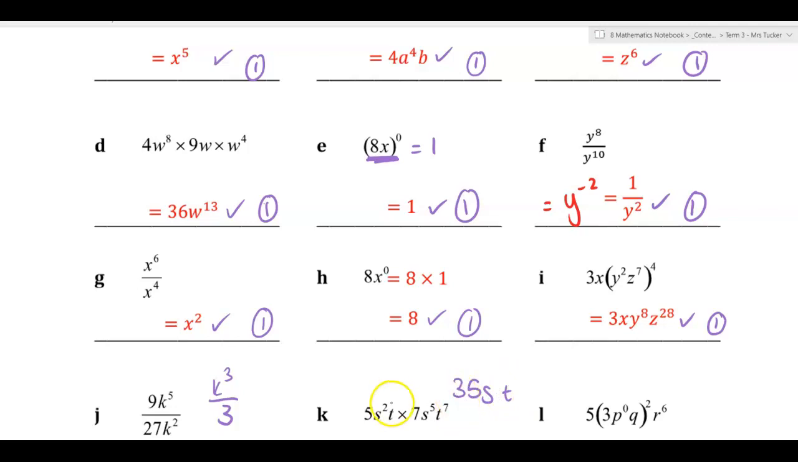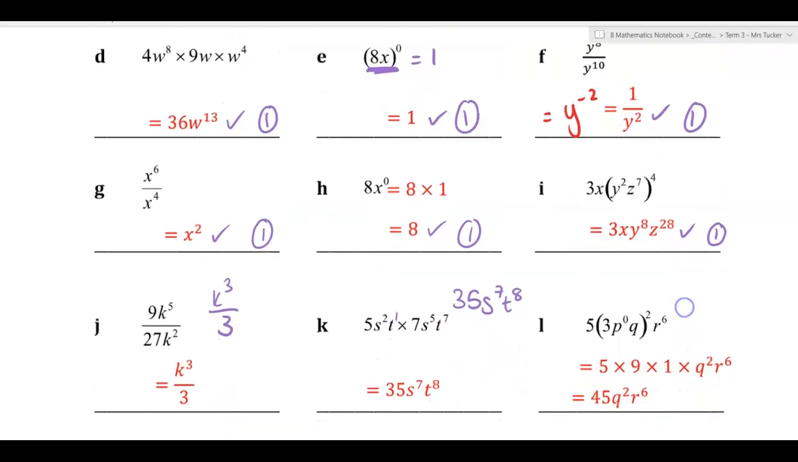Okay, let's look at those powers. So s squared times s to the power of 5. What's the power going to be? 7. Add them together. T to the power of 1 plus t to the power of 7 is 8. And the last one on that row should be 45q squared r to the power of 6. How did I get 45? We have to square the 3, becomes 9 times 5, 45.